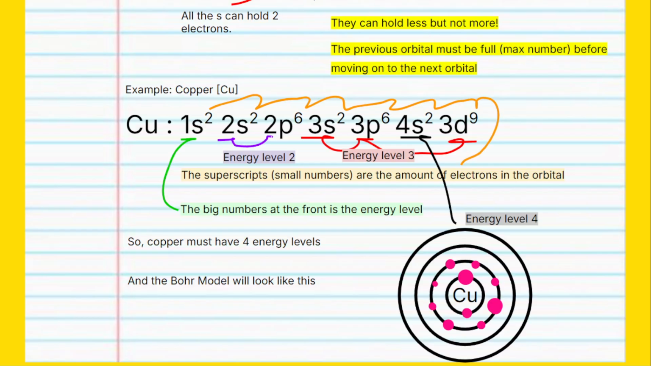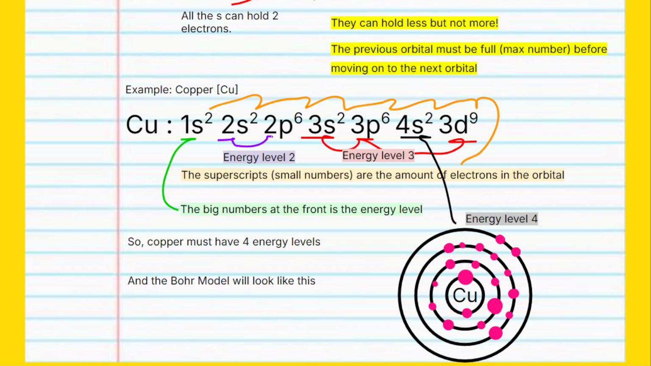Okay, and then my energy level 3, I will have 3s2, 1, 2. And then 3p have 6. I'll add 6 more. 1, 2, 3, 4, 5, 6. And then next one, I have 4s2. So this is energy level 4 or circle number 4.